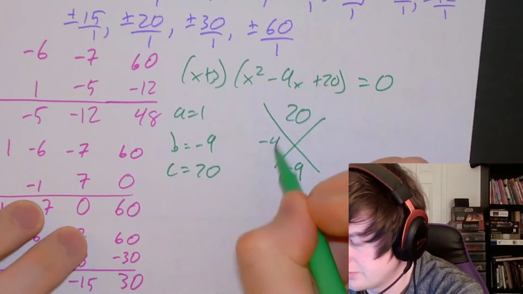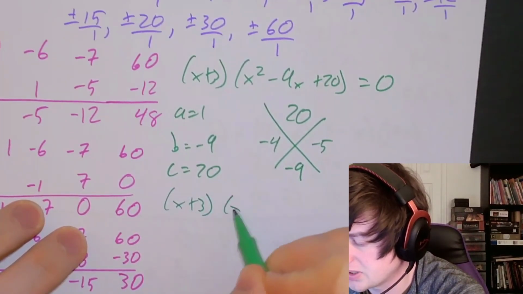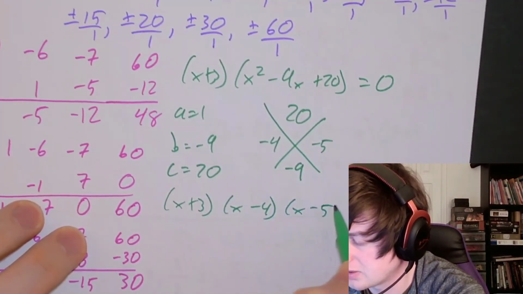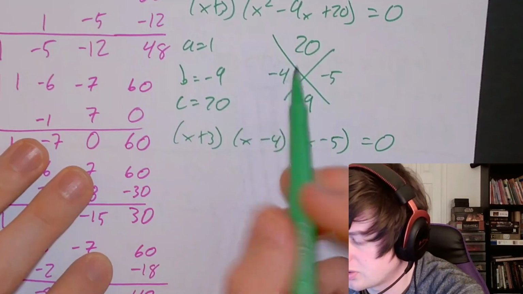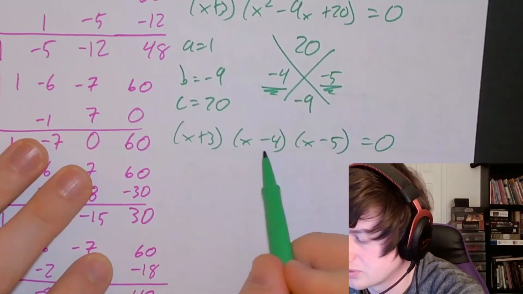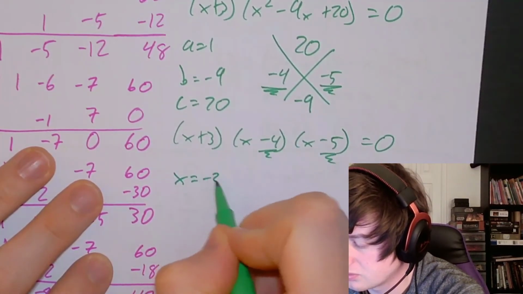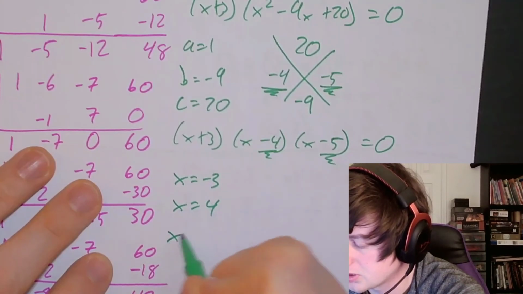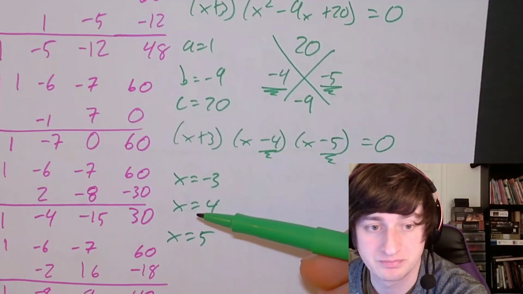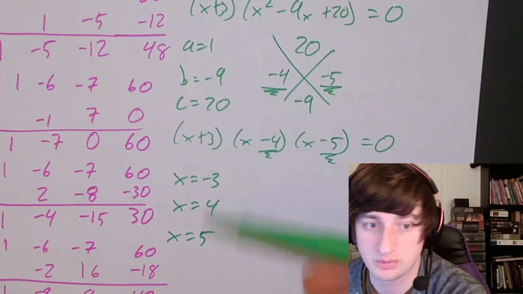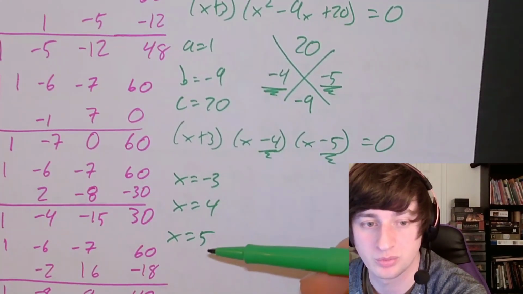negative 4 and negative 5. And so we get x plus 3 times x minus a 4 times x minus a 5 equals 0. Because a is 1, we can just use this number and this number in our factorization. That's going to give us x equals negative 3, x equals positive 4, and x equals positive 5. We could have kept going with our synthetic division and checked 4, and that one would have worked. Checked negative 4, that one would not have worked. And checked 5, that one would have worked.